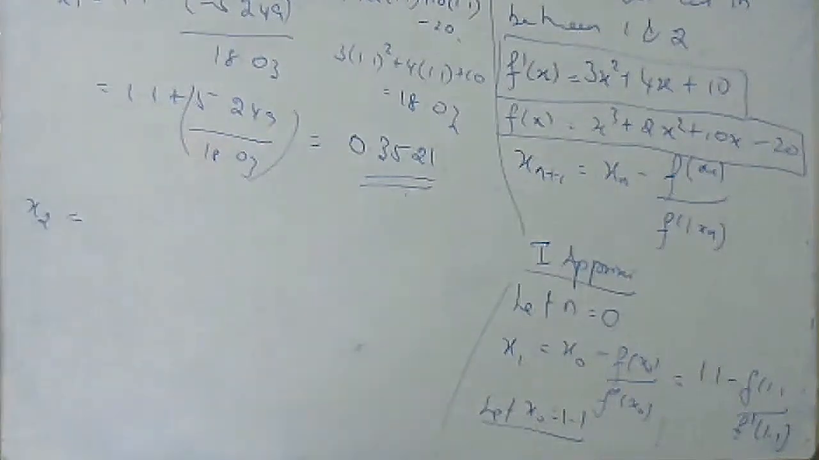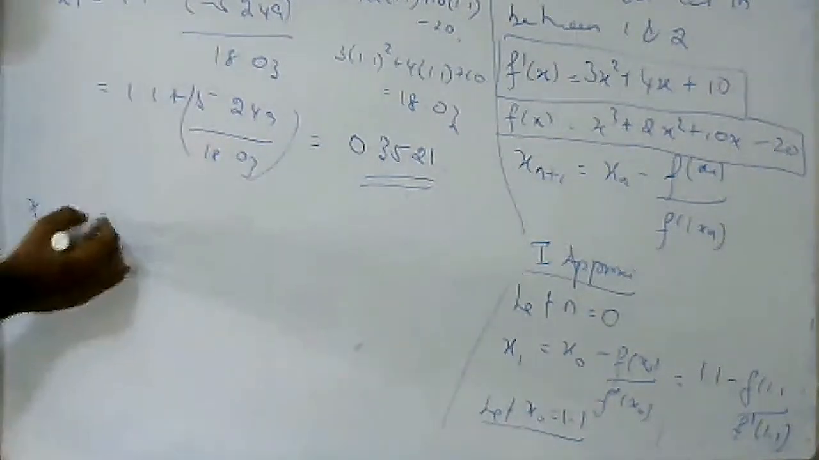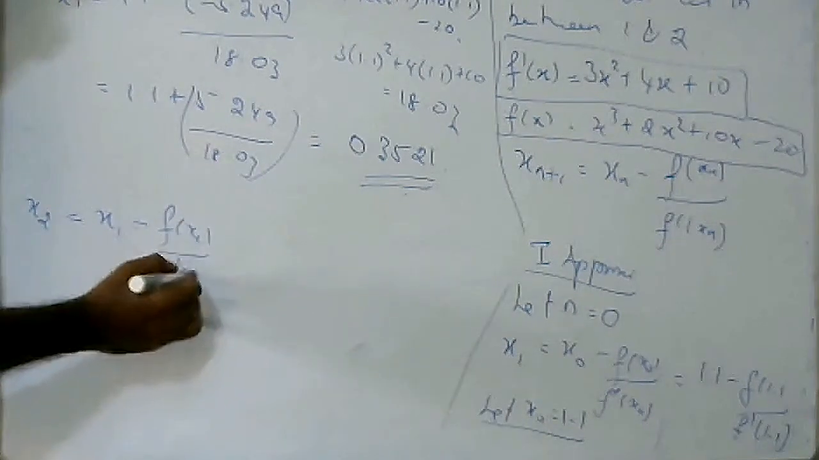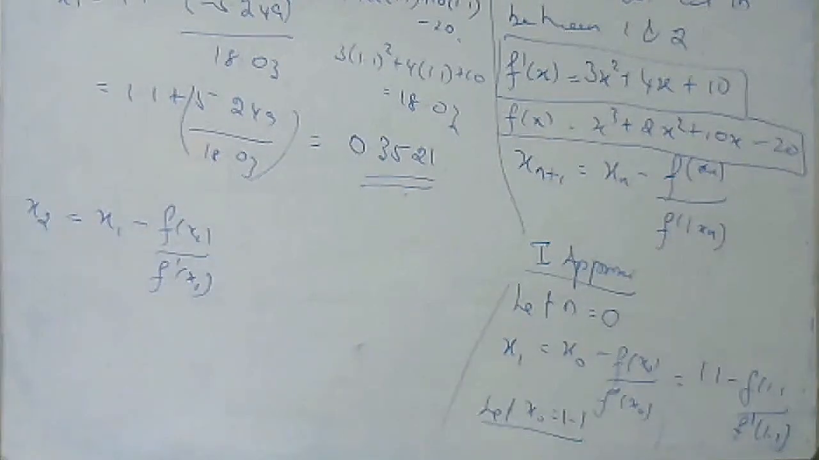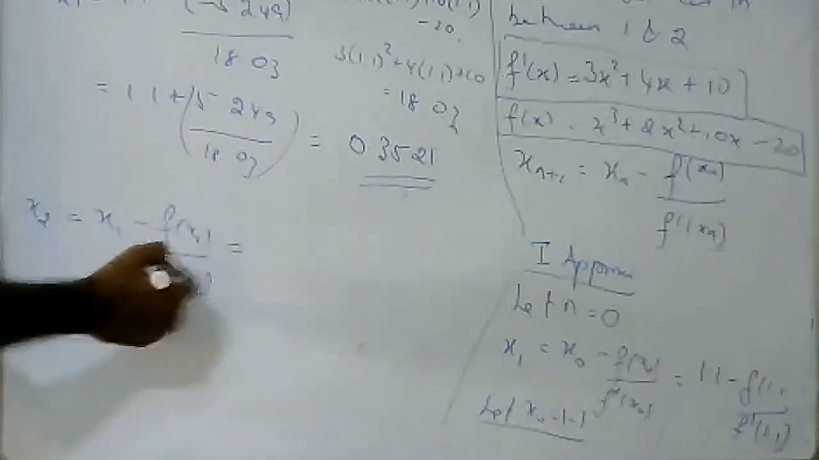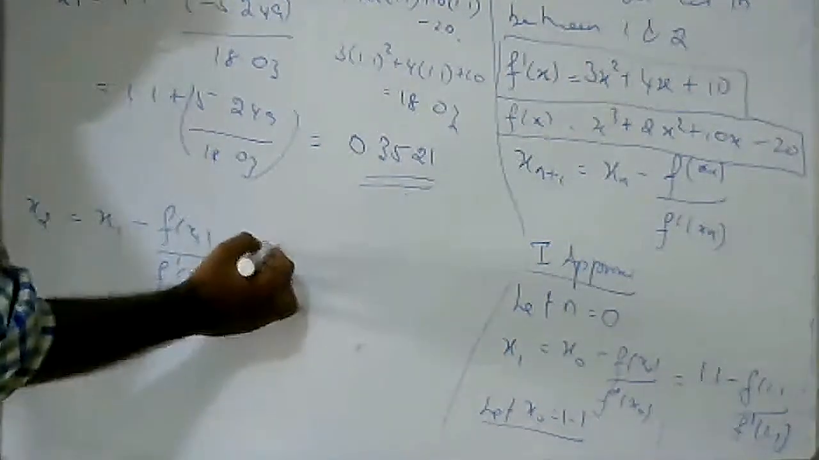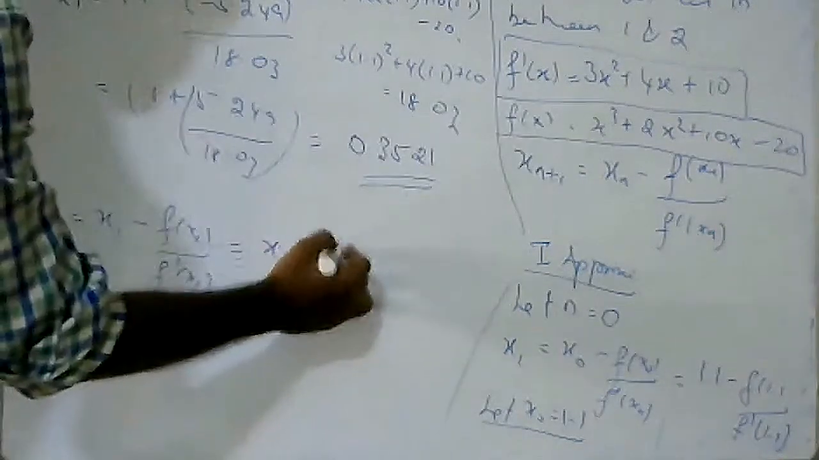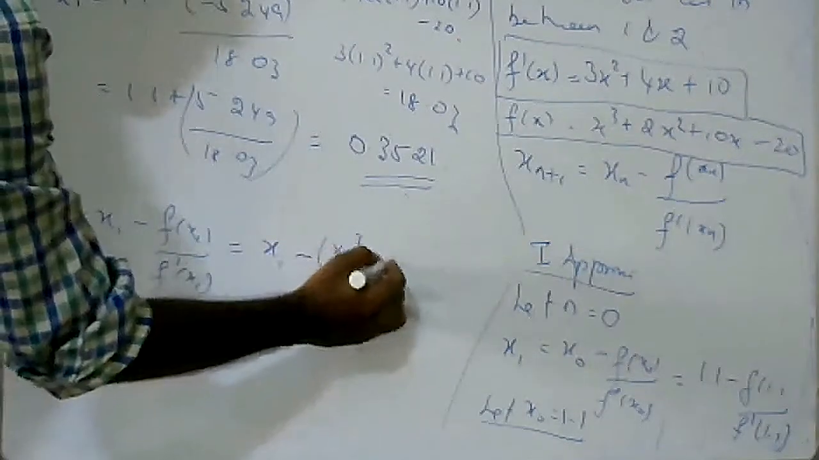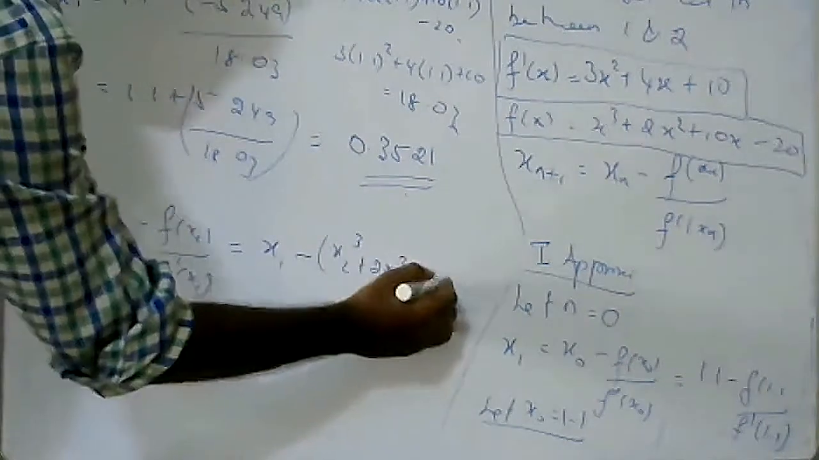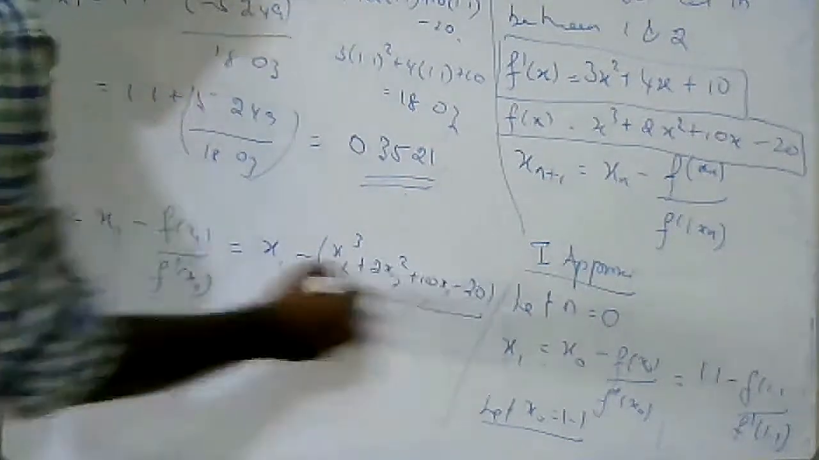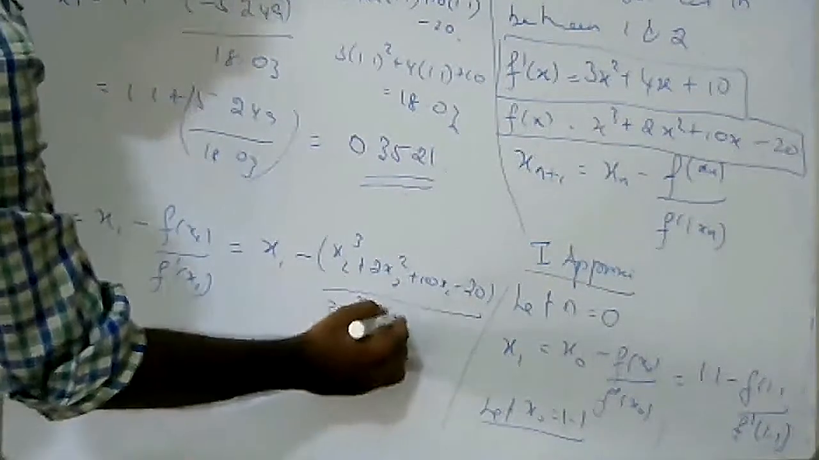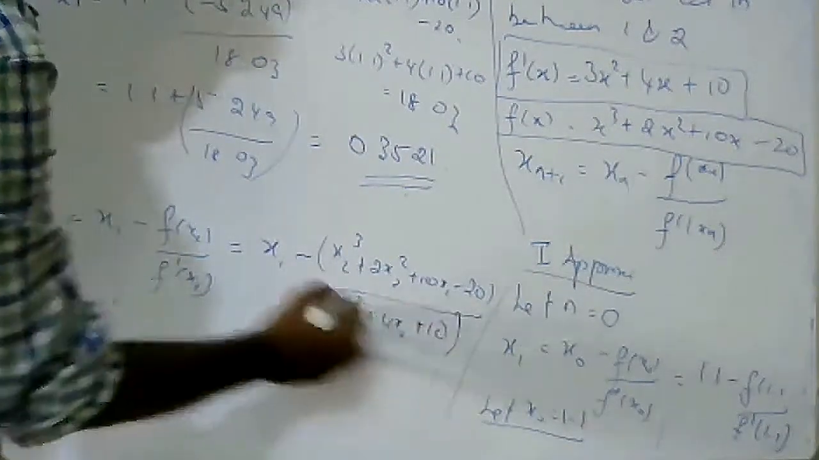So x2 is equal to, again you have to use the formula, x1 minus f of x1 divided by f dash of x1. If you find it difficult, you can use this: x1 minus, what is f of x1, x1 cube plus 2x1 square plus 10x1 minus 20, divided by 3x1 square plus 4x1 plus 10.